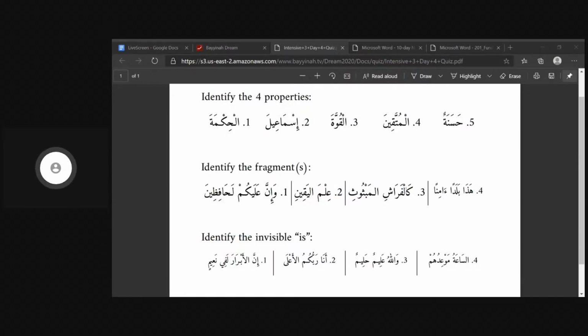Kanu is not a harf of jar because number one, it's a fi'l. And also the kaf is part of the word. The word is kana, and kana is past tense, and this is the hum version, right? Nasara, nasaru, kana, kanu.